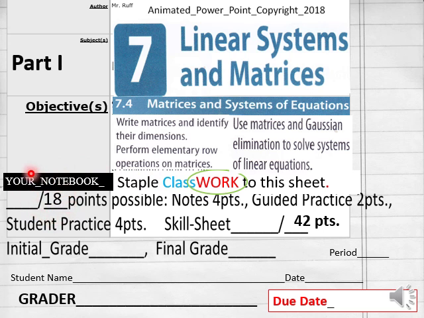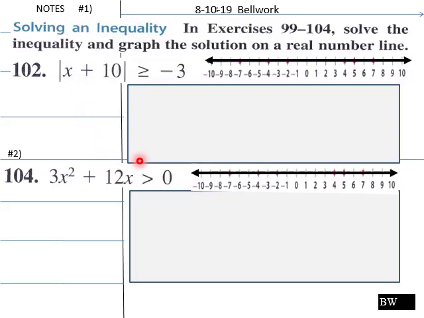You've got 18 points here to go into your notebook, students. Have your notebooks or your notebook guides ready. And then 42 points here will go onto your class worksheet for part 1. But first we have a bell work.